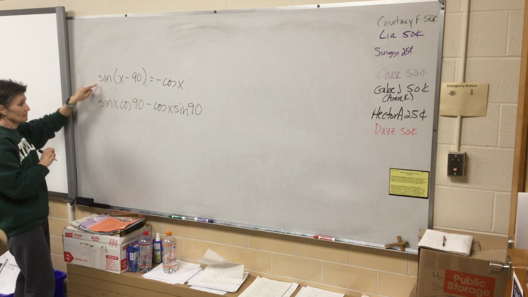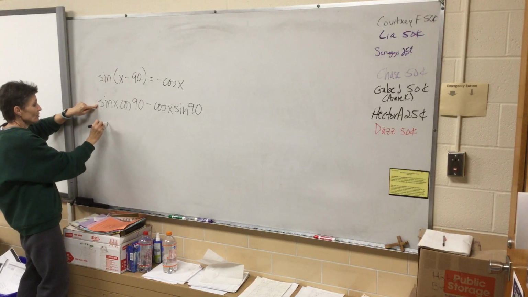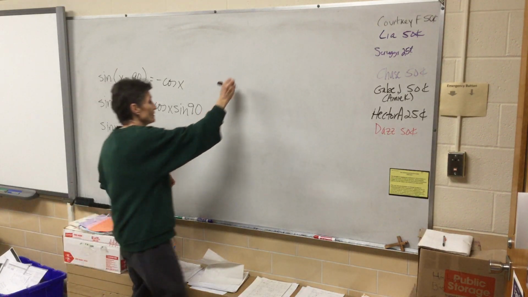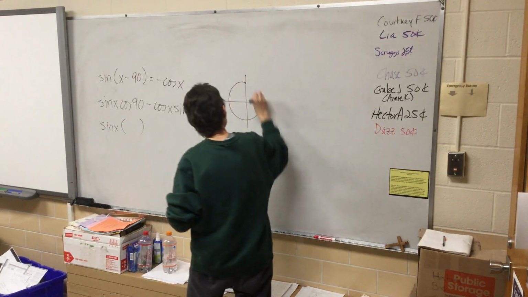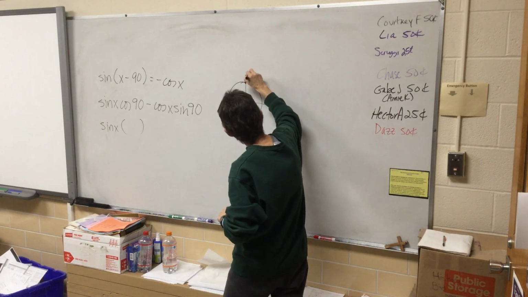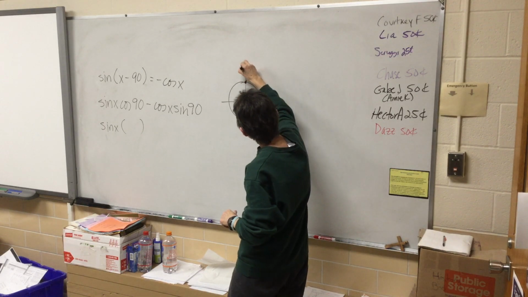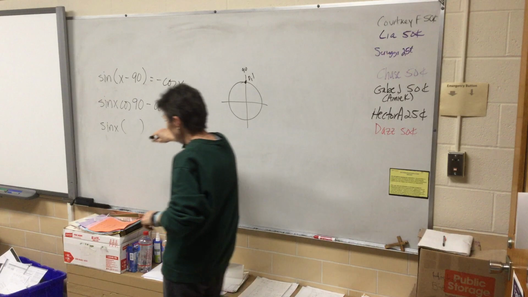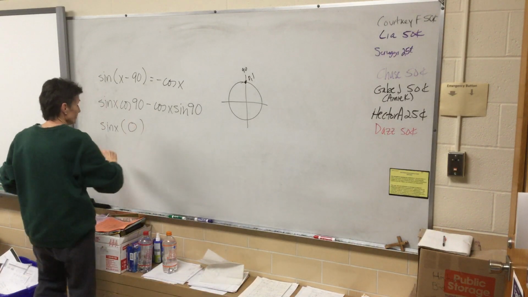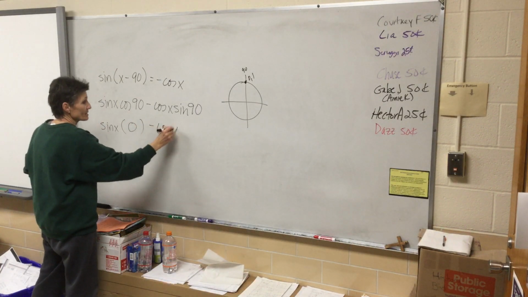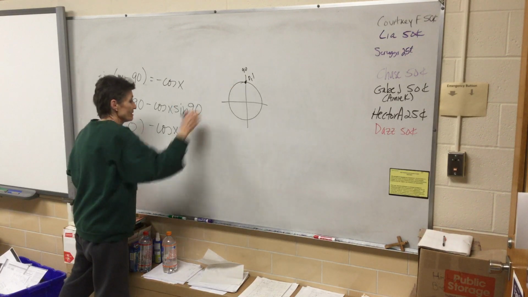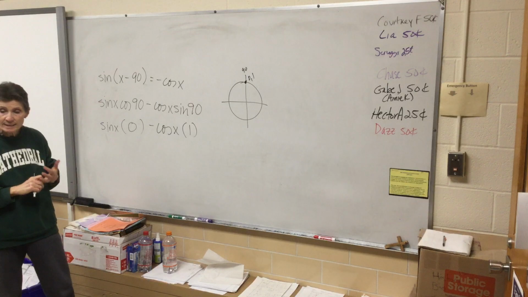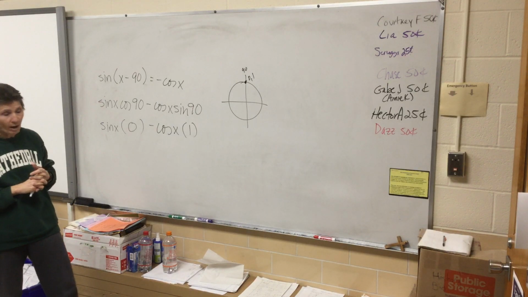Now there's not much I can do with sine x, but I can figure out the cosine of 90. 90 is on my circle right up here. This is 90, right here, pi over 2. The cosine of 90 is 0, and the sine of 90 is 1. Remember, cosine is x, sine is y.